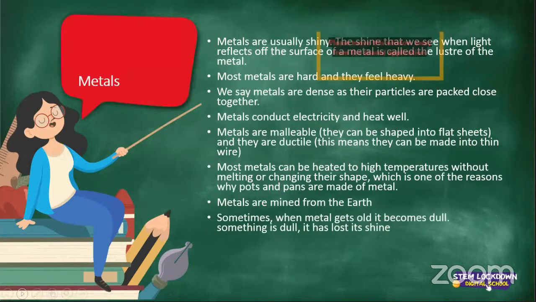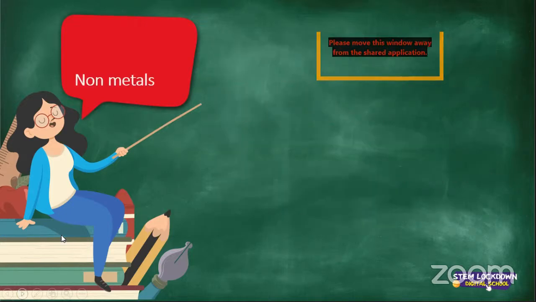Now, sometimes when metal gets old, it becomes dull. Dull means that it's not going to shine. So it has lost its shine. So basically, when metals become old, they lose their shine.